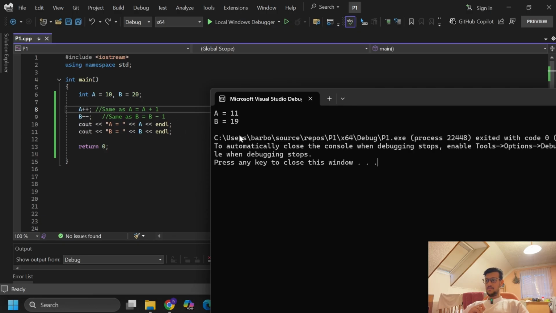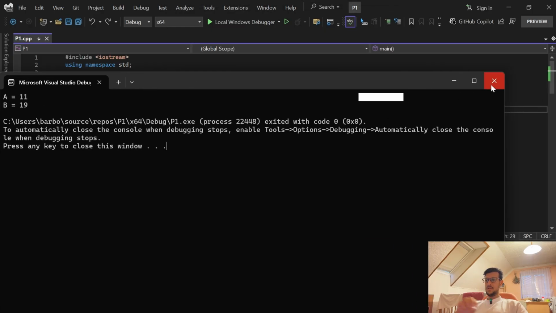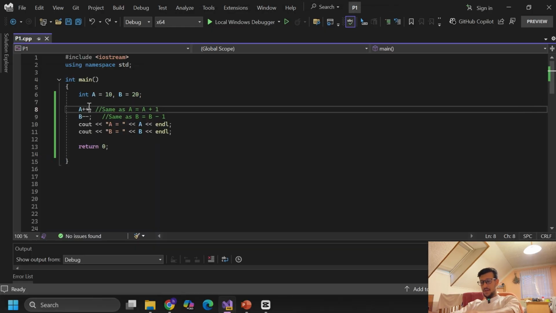The final result is 11, like I wrote a equal a plus 1. And for the second line of code, the decrement operator b minus minus, the compiler gives me 19. The final result is 19. So if I replace the plus plus and the minus minus and put them before the letters, will the compiler give me another result or not?